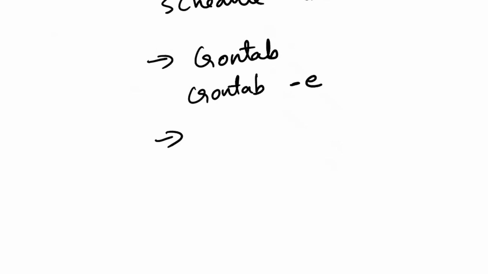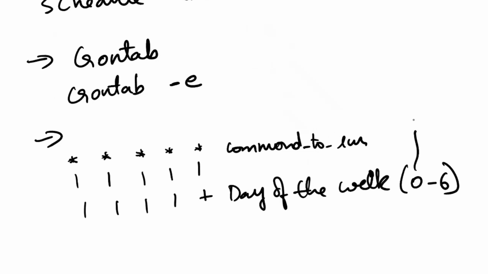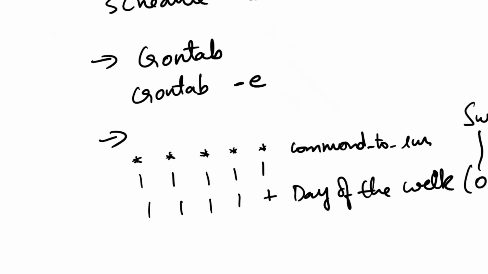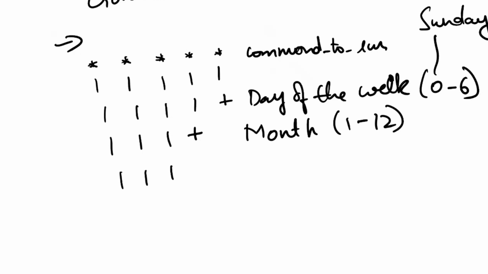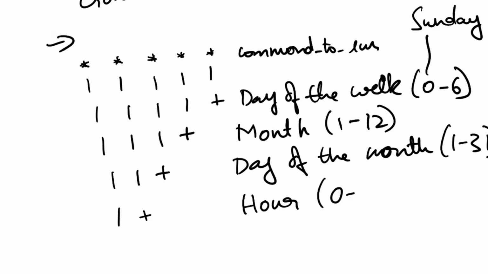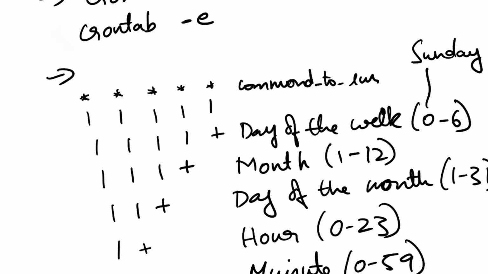In the cron configuration file, you will define the schedule when the task should run. The schedule format consists of 5 fields, followed by your command to run. The day of the week is 0 to 6, where 0 is Sunday, 1 becomes Monday, 2 is Tuesday, and so on. Next is the month, 1 to 12. Next is the day of the month, 1 to 31, and then the hour, 0 to 23, and then the minutes, 0 to 59. The asterisk is a wildcard, meaning any value is acceptable.